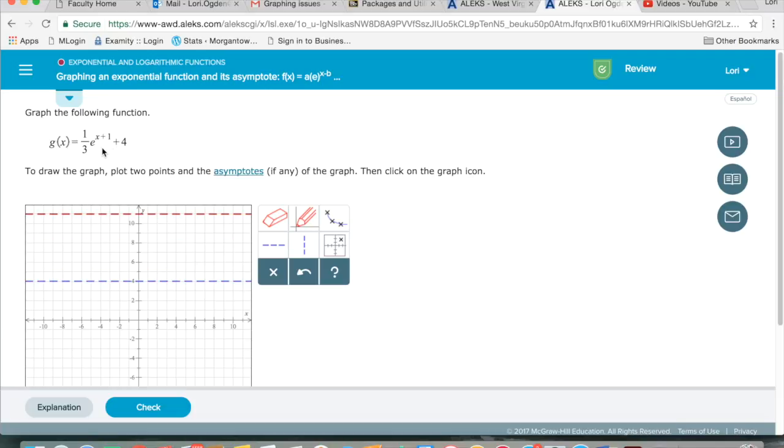Like if this was 1/3 e to the x plus 1, minus 2, then I would have made the horizontal asymptote at -2.